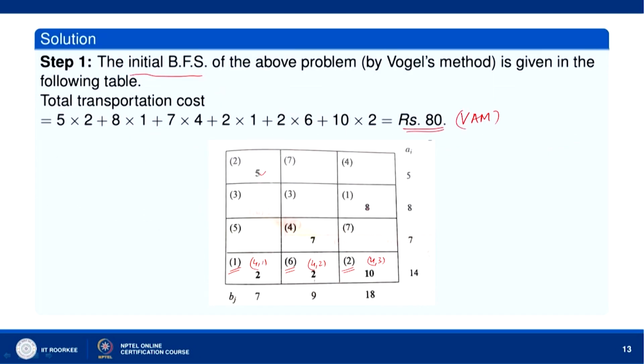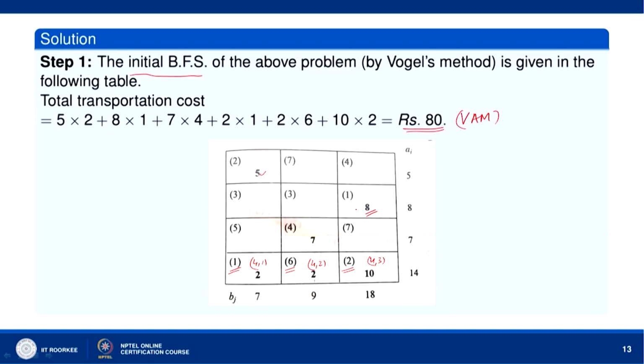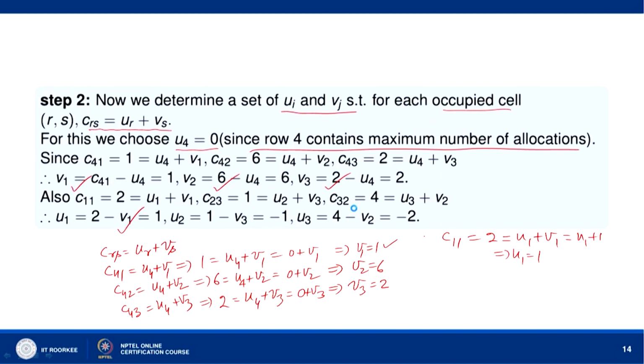Then the other occupied cells, let us see. After the first row we go to the second row. This is the second row, third column cell. So, C 2 3 is equal to 1, so 1 equals u 2 plus b 3, and b 3 is equal to 2. So, we get u 2 plus 2, which gives u 2 equal to minus 1.